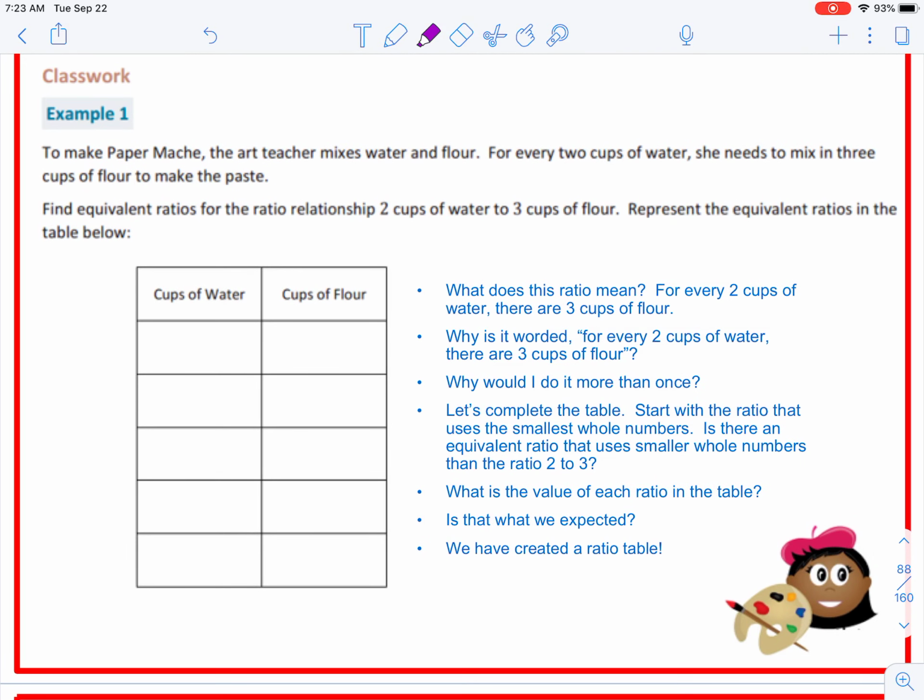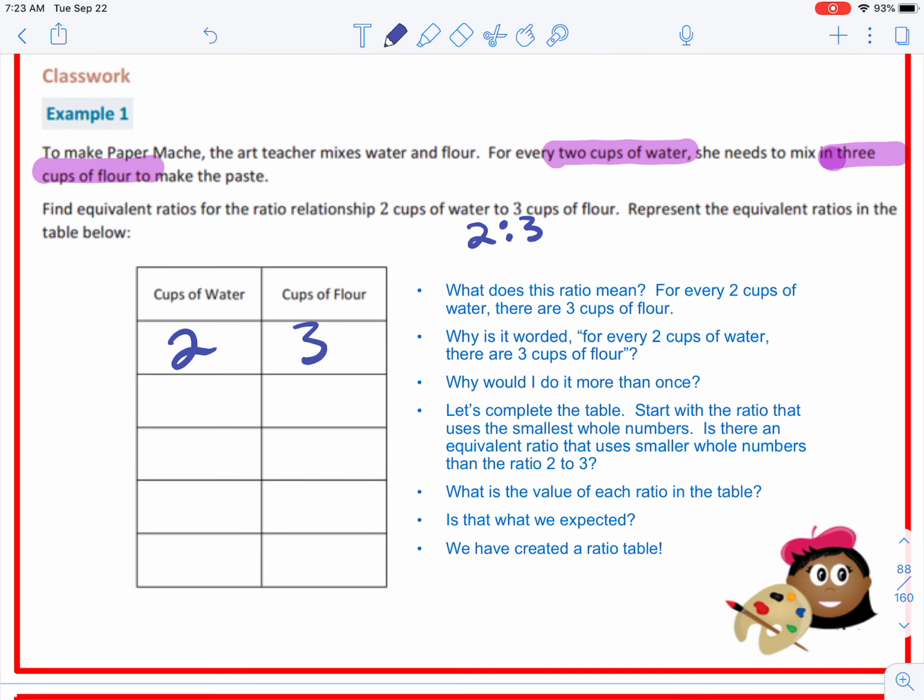So look at example number 1. To make paper mache, the art teacher mixes water and flour. For every 2 cups of water, she needs to mix in 3 cups of flour to make the paste. Find equivalent ratios for the relationship 2 cups of water to 3 cups of flour. Represent the equivalent ratios in the table below. Our ratio here we know is 2 to 3, so our table starts with 2 to 3.